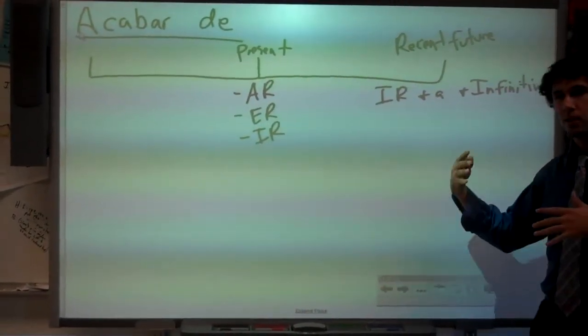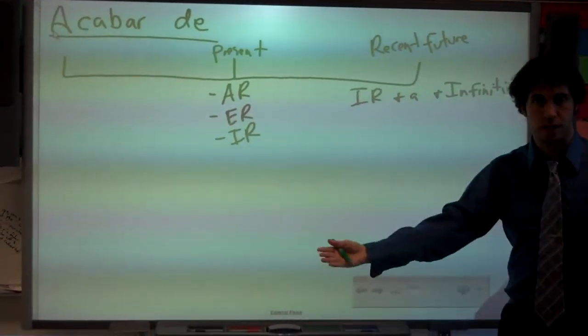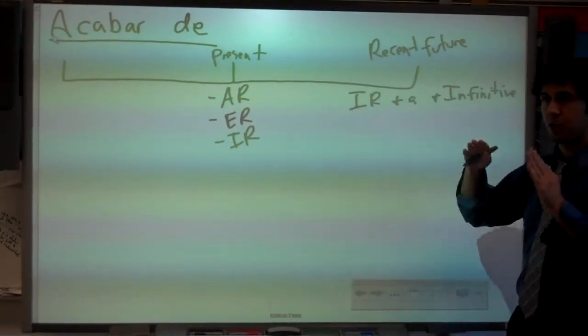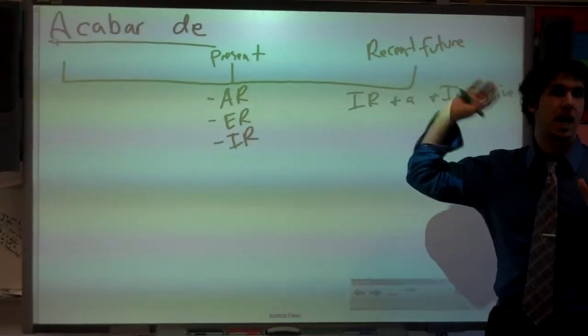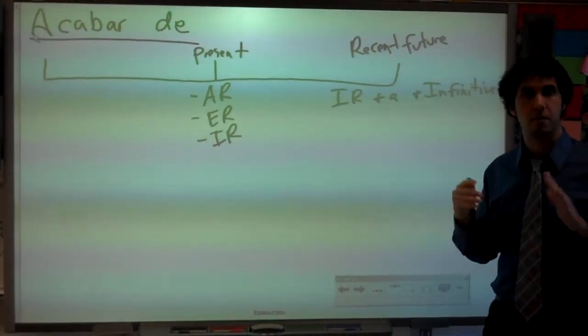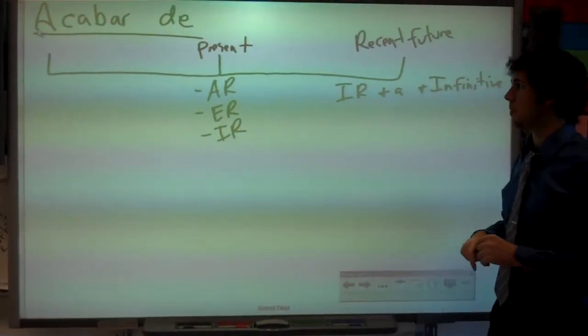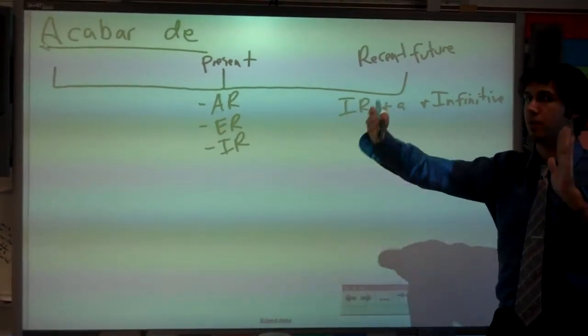Now, I should probably make you aware, with ir plus a plus infinitive, the way that we're conjugating ir is still in the present tense. We haven't gotten to the actual future tense itself. It's just that this one helps us talk about things that are going to happen more recently, not things that are going to happen real later on in your life. These are things that are going to happen maybe later today, maybe later this week, something like that. But we're still technically conjugating ir in the present tense in order to talk about things that are coming up in the recent future.